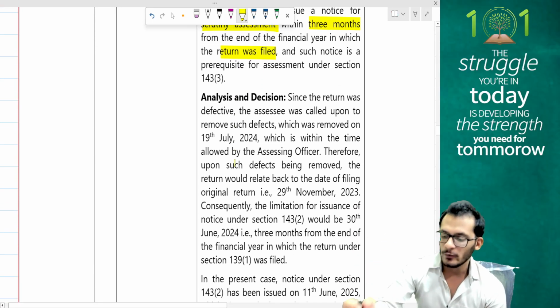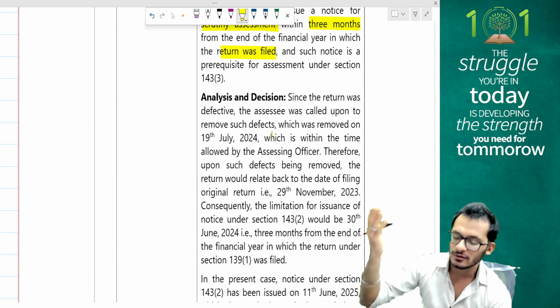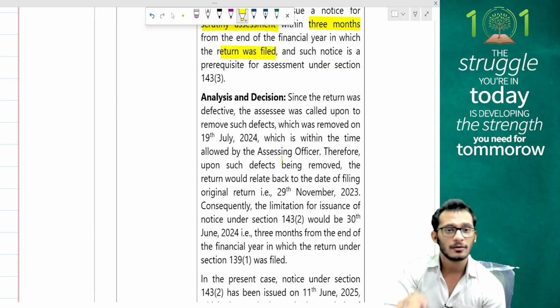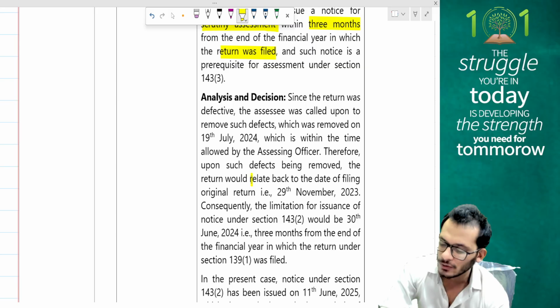In this case, the Supreme Court held as follows. Since the return was defective, the assessee was called upon to rectify the defect, which was removed on 19 July, which is within the time limit allowed by the assessing officer. No problems. Therefore, upon such defects being removed, the return would relate back to the original return of income.